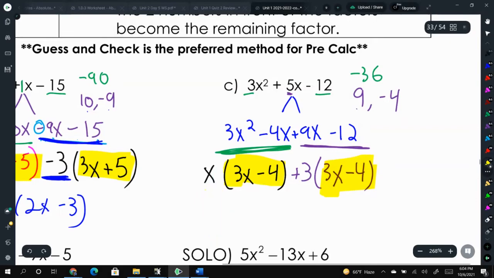So, whoops. 3x minus 4. And then what's left over is x plus 3. And then we're done.